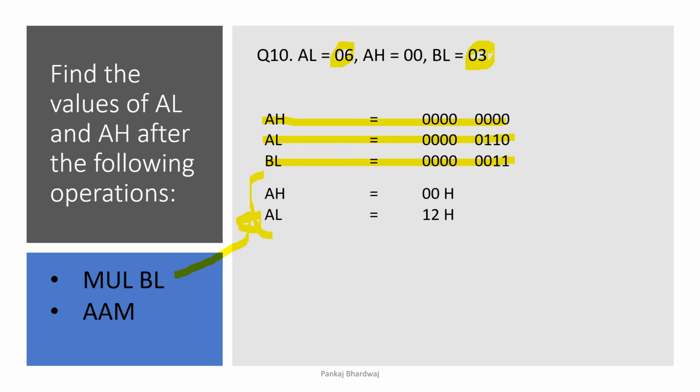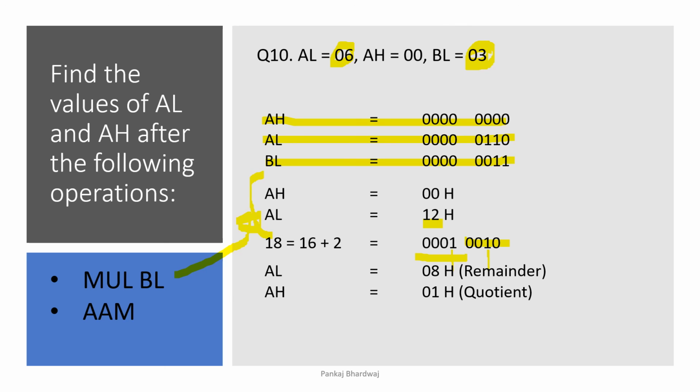Now why 12? Why not 18? Because 18 is 16 plus 2. 16, that means this bit is 1. 2, that means this bit is 1. So the answer, this will be 1 and this will be 2, so this 12 will be the answer after the multiply operation.